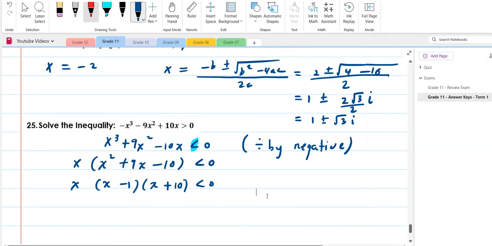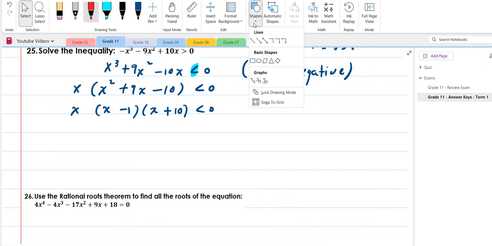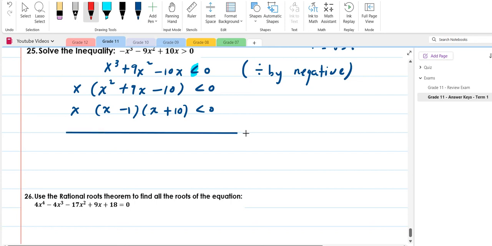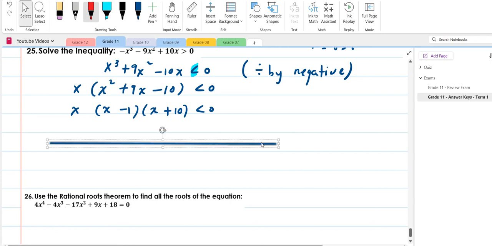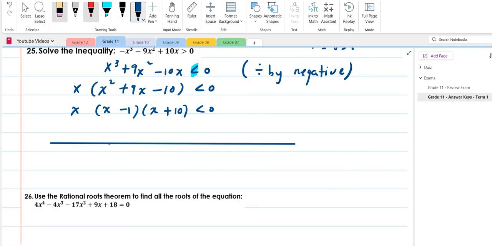Now solving this inequality, we always start with a line graph and put all the zeros. Let's put all the zeros on this line graph. So what are the zeros? The zeros are negative 10, 0 and 1. Take any value after 1, like 100. If I take 100, positive, positive, positive, I'm getting a positive, then negative here, positive here, and negative there.